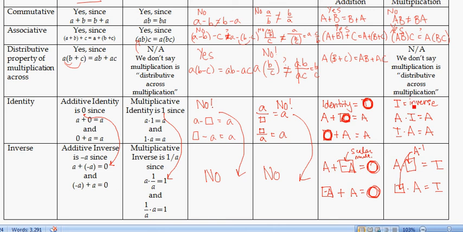And actually, I'm noticing a typo here. I did not mean inverse here. I meant identity here. Sorry about that. Okay. So stay tuned for more information about matrix multiplication.